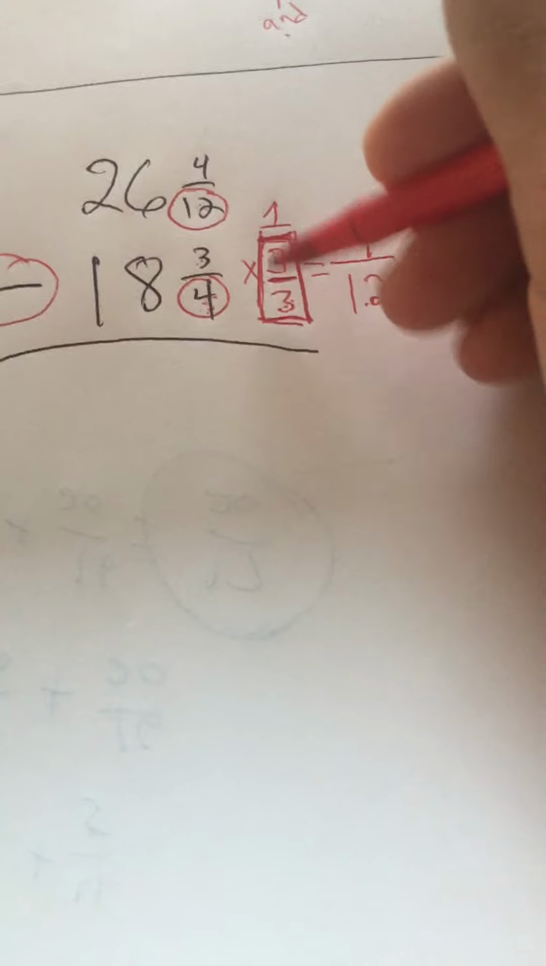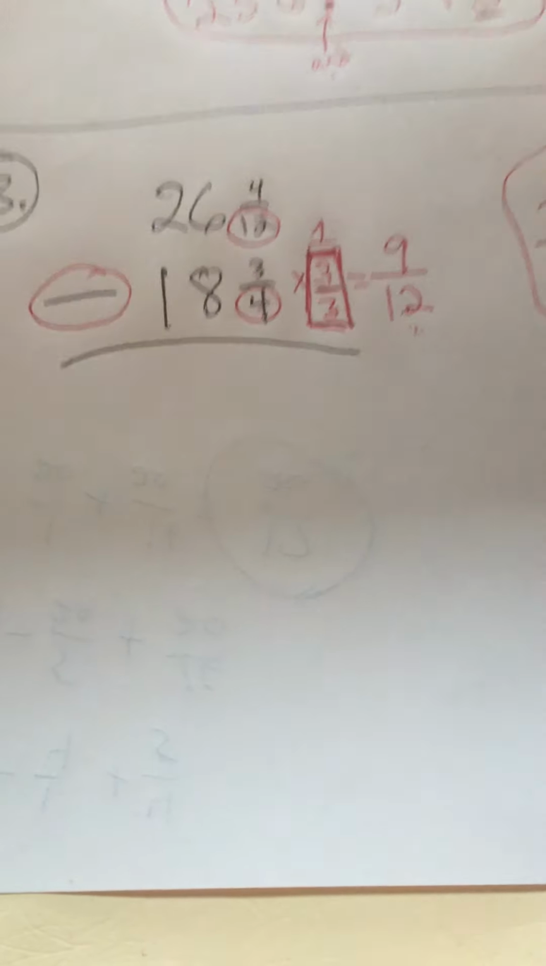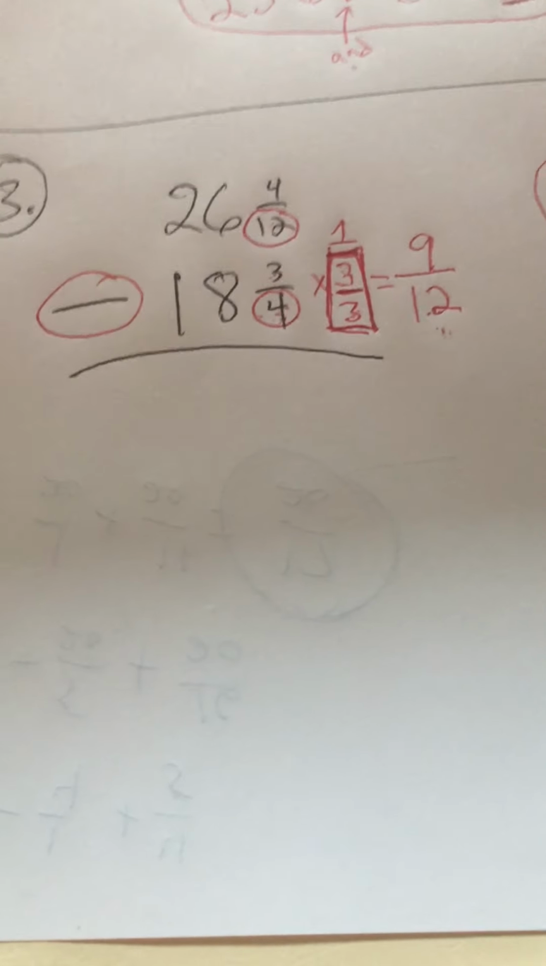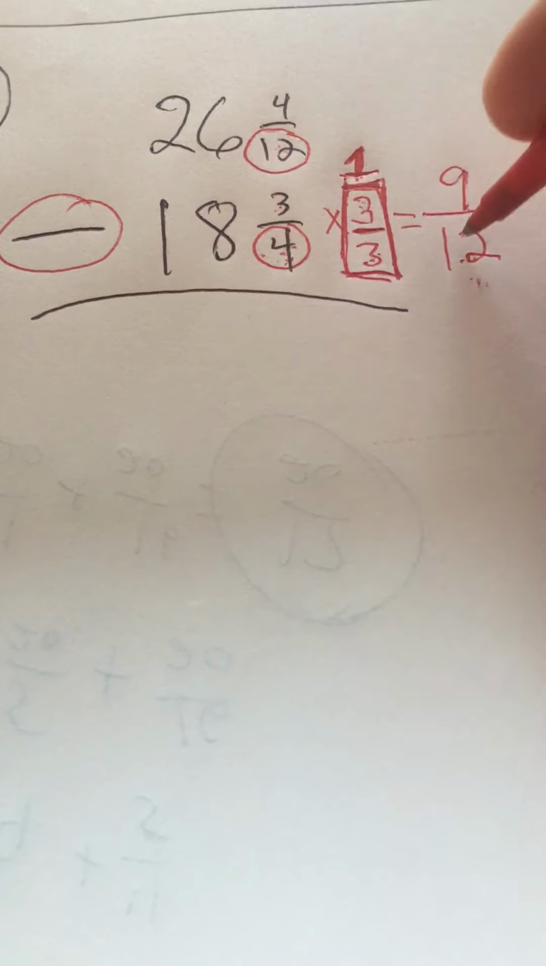So all we did was multiply it times 1. So we didn't really change it. We just multiplied times 1. It stayed the same, and now the numbers are a little different, but it's the same value. 3/4 and 9/12 are exactly the same thing because all we did was multiply it by 1. So it's still equal to what it was before.